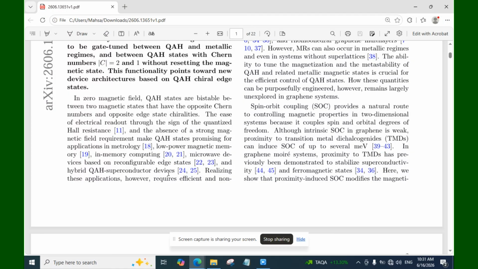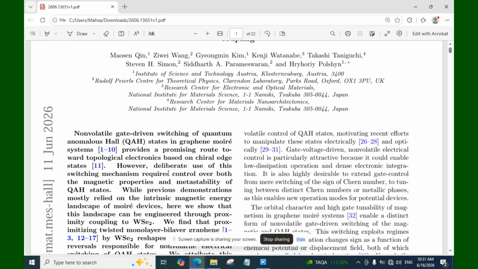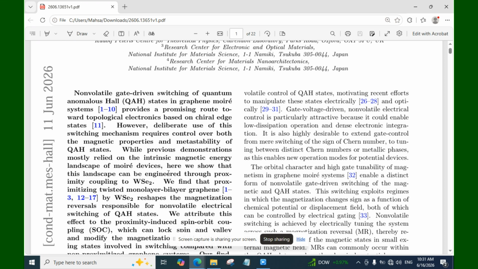Realizing these applications, however, requires efficient and non-volatile control of quantum anomalous Hall states, motivating recent efforts to manipulate these states electrically and optically. Gate-voltage-driven non-volatile electrical control is particularly attractive because it could enable low-dissipation operation and dense electronic integration. It is also highly desirable to extend gate control from mere switching of the sign of the Chern number to tuning between distinct Chern numbers or metallic phases, as this enables new operation modes for potential devices.